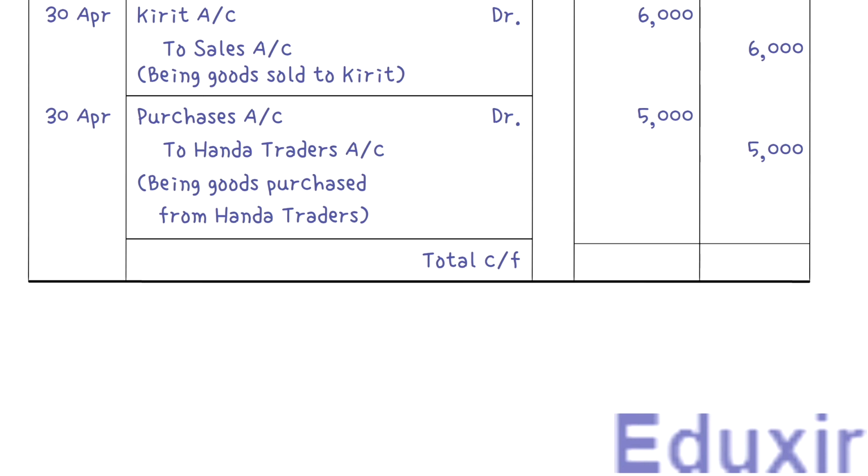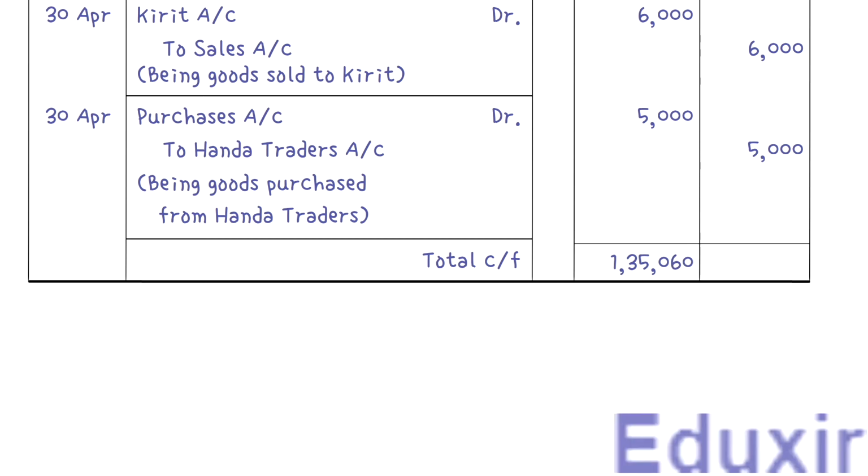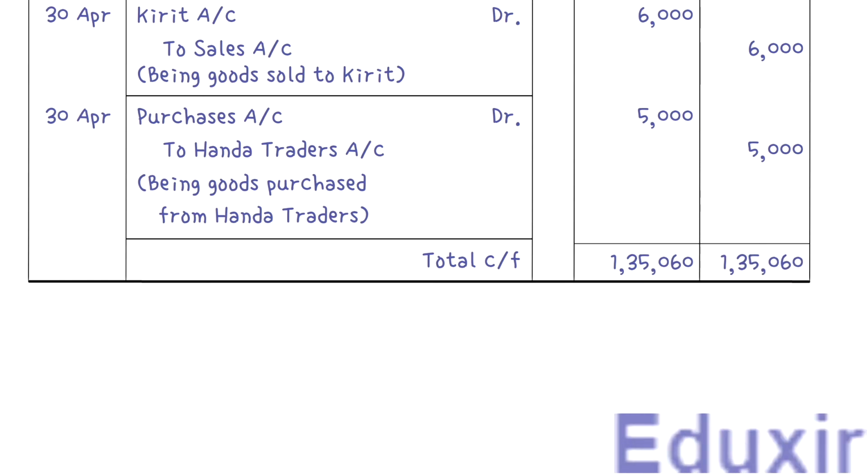The total of all the amounts under the debit amount column is 1,35,060 rupees. Similarly, the total of all the amounts under the credit amount column is 1,35,060 rupees. With that, we have completed the generalizing of this problem.